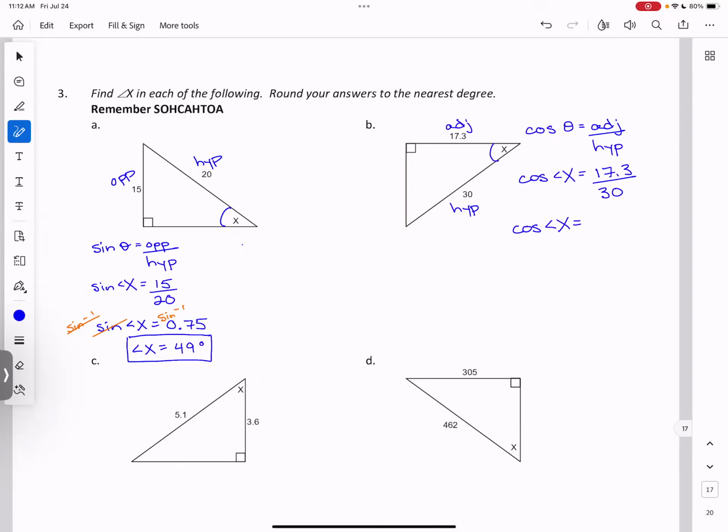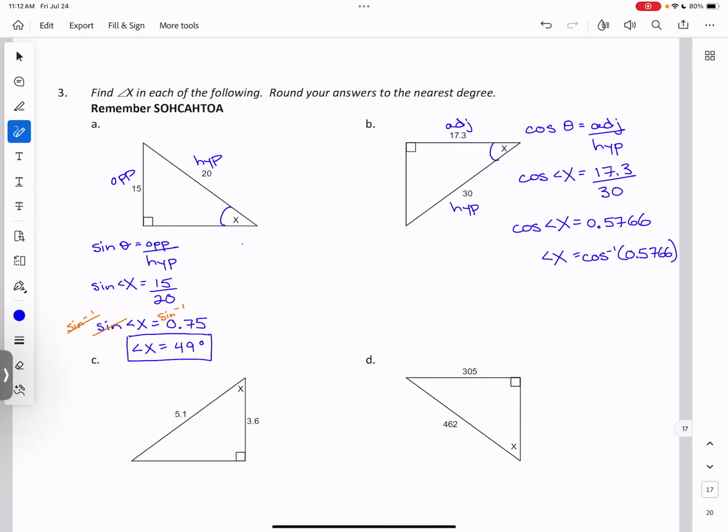And again, you can leave this decimal answer just stored in your calculator, or write down quite a few digits for it. So it's 0.5766. And so then if we're trying to solve for angle x, we can take the cosine inverse of both sides. So we're going to take the cosine inverse of that decimal answer. And so on my calculator, I do cosine inverse of the previous answer, which gives me, to the nearest degree, 55 degrees.